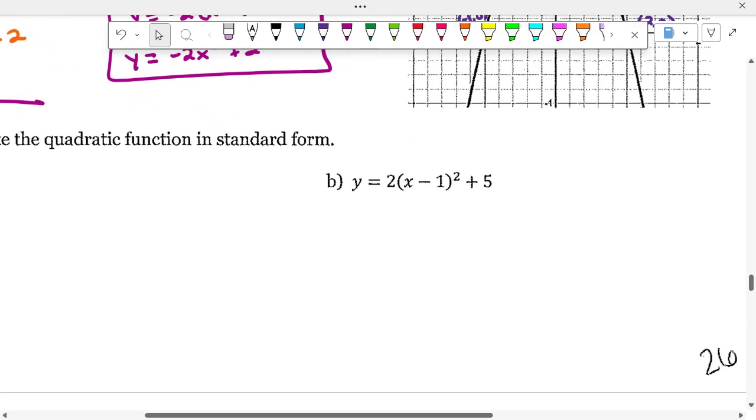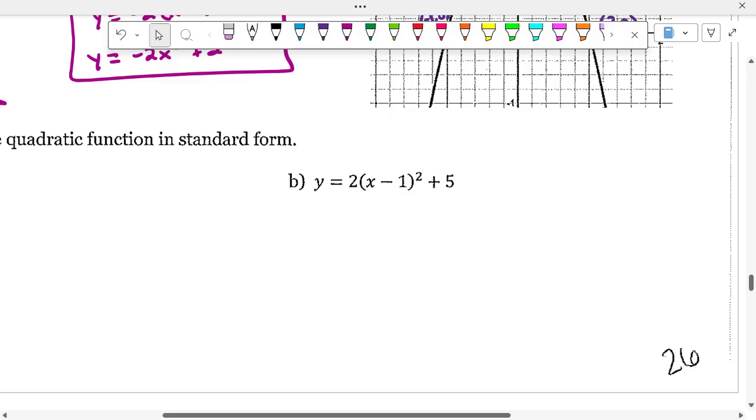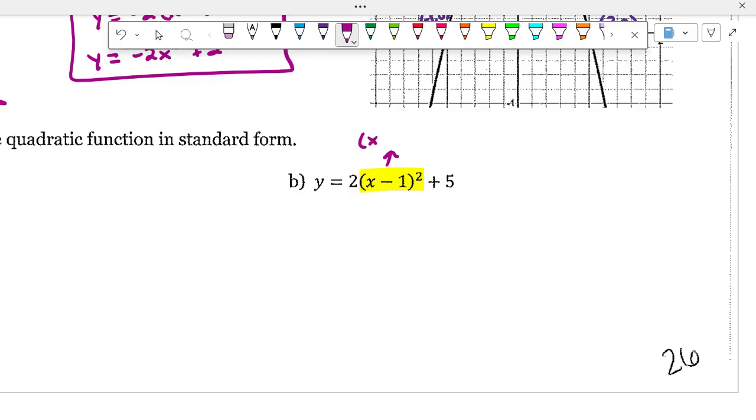Okay. How to convert from factored to standard form. Firstly, what is x minus 1 squared the same thing as? How can I rewrite x minus 1 squared? Squaring is the same thing as multiplying it by itself. So couldn't I say x minus 1 squared is the same thing as x minus 1 times x minus 1? Yeah. Well, how do I expand that?